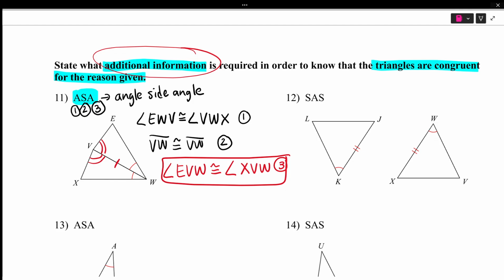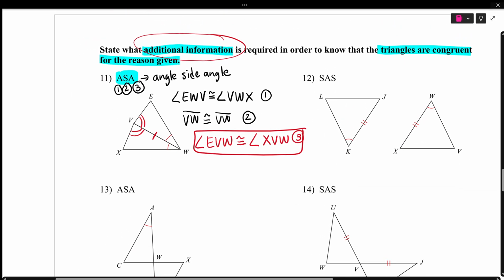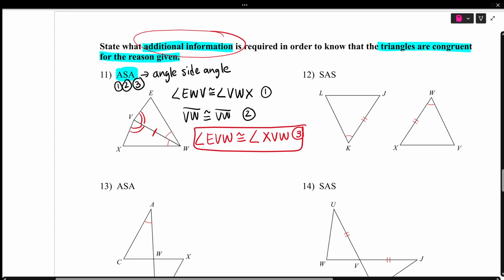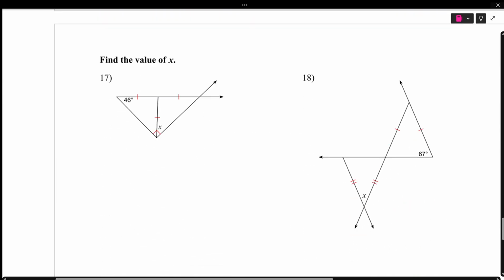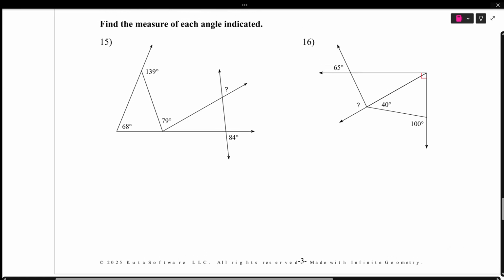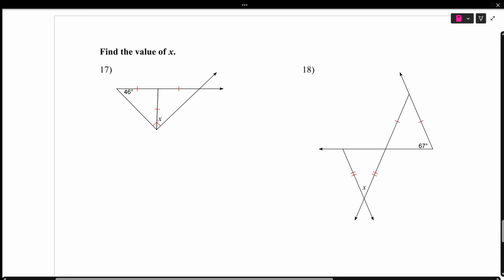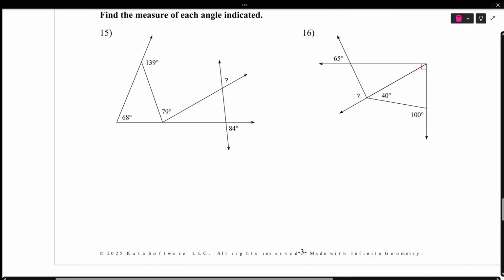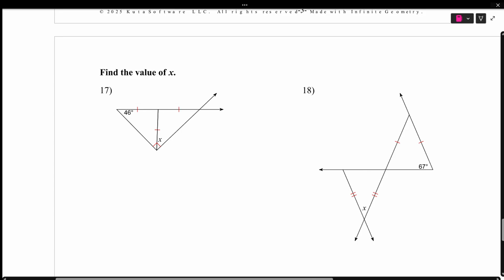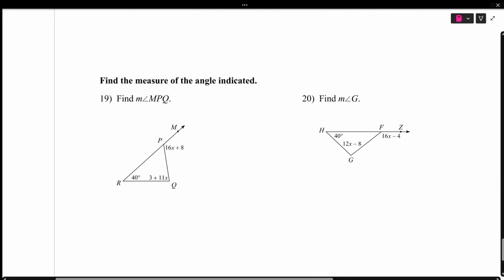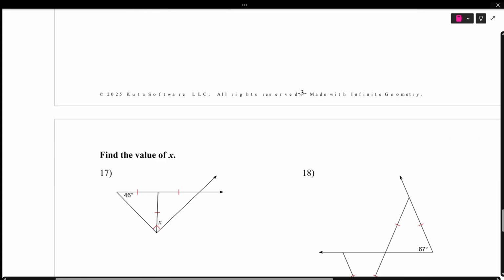So try the same thing for 12, 13, and 14. And then let's do a couple of these together. I want to do two more questions, 15 and 19. Sorry, not 17. Okay, let's do 15 and 19.